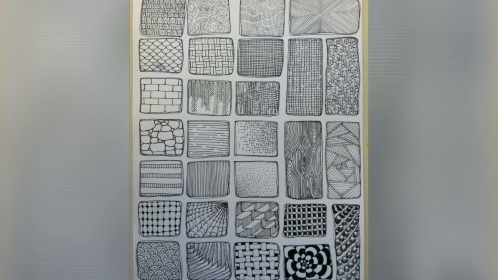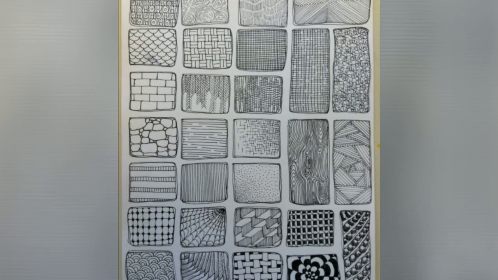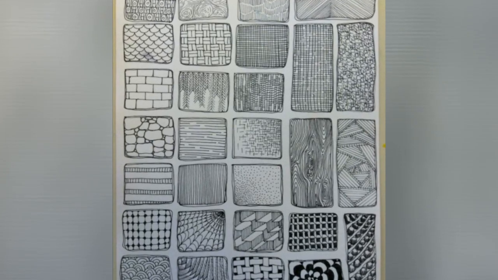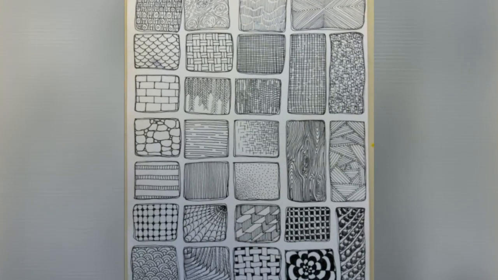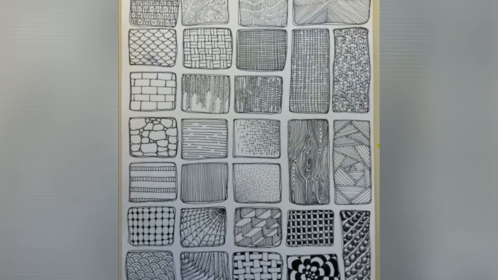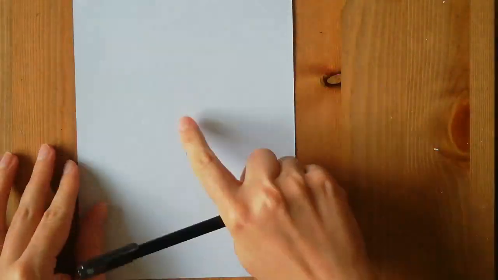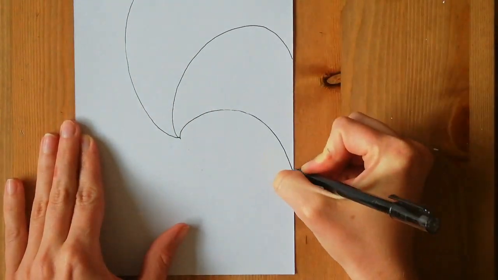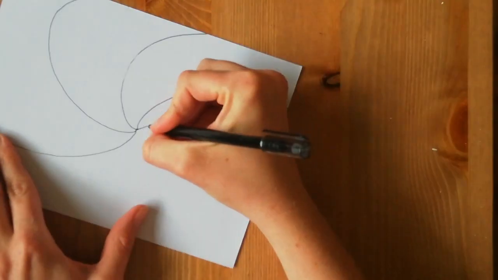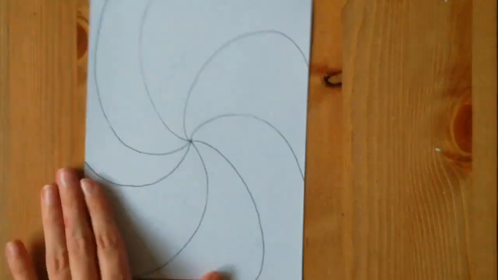All of these different lines that you can see in front of you, that's artists trying to make it look like it has texture. So using different types of lines to make it look bumpy or smooth or soft. We are now going to have a go at drawing a vortex of texture. Find the centre of your page and then draw curved lines, and you can twist your paper round to help you and just keep those curves spinning round.